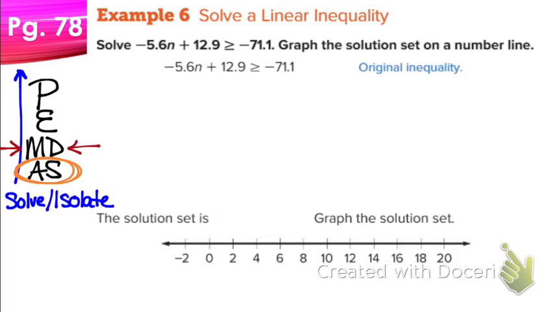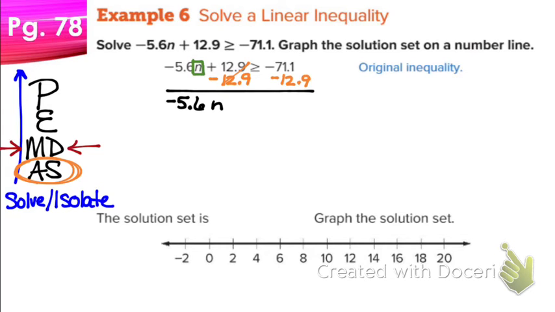What's the first thing I would want to do up here as I'm trying to solve this? Subtract 12.9 from both sides. We start with any addition or subtraction. This is what I want to get alone, so I can't touch that. I need to get rid of the 12.9. All right, so I have negative 5.6n.